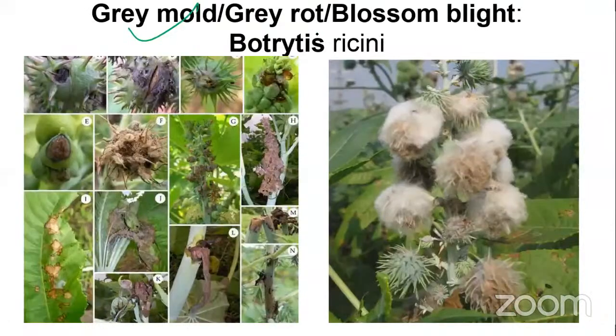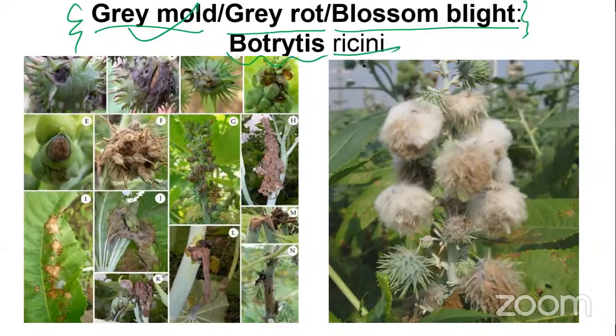Then gray mold, gray rot, or blossom blight. These are the different terminologies we have adopted with respect to Botrytis ricini disease. Usually examiners keep confusing students by the way they ask the question. So you just need to know that whether it's gray mold, gray rot, or blossom blight, all are the same. It is caused by Botrytis ricini or Botryotinia ricini.